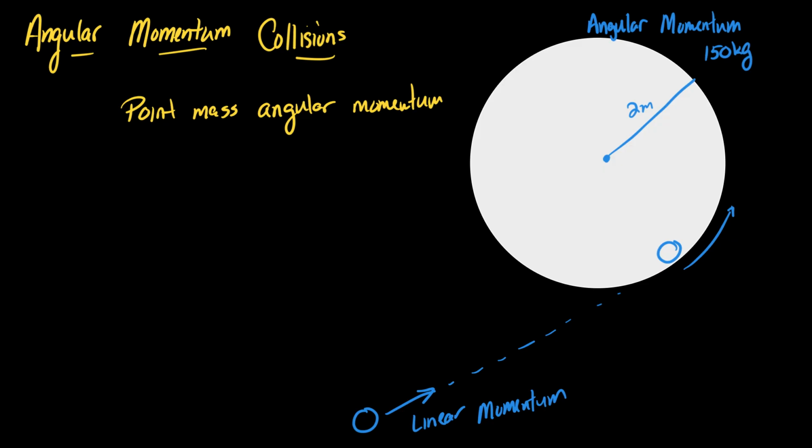Now, the kid doesn't really have angular momentum. The kid is not spinning around. Nothing like that's happening. But we know that the future of this problem is that the kid's going to be jumping onto the merry-go-round, and that's going to cause the merry-go-round to spin.